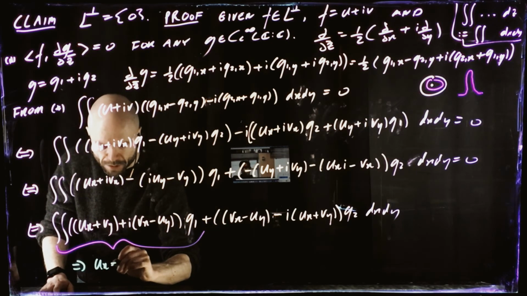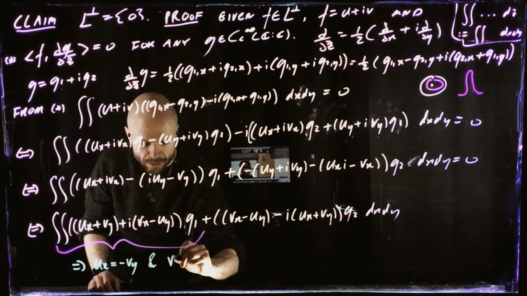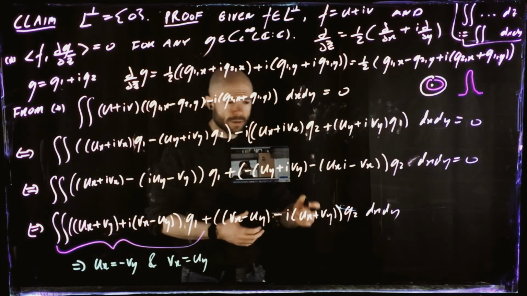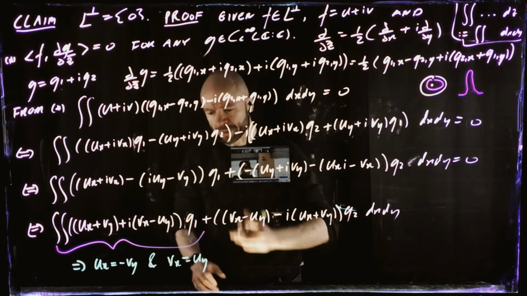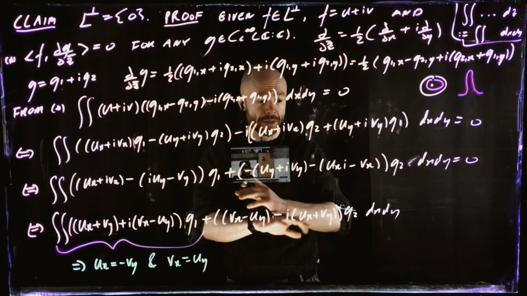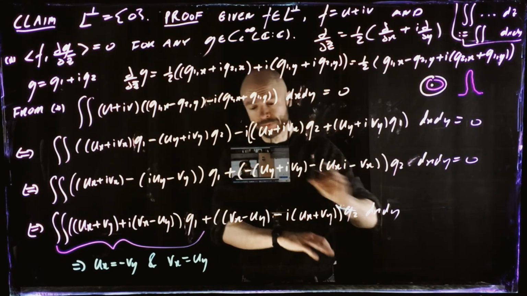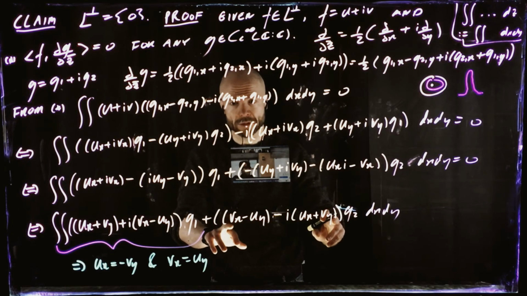Since this is true for any function g1, g2, this implies that u of x is equal to minus v of y, and v of x equals u of y from this. Now let's look at this side. Now let's take g1 to be equal to 0. Let's just mess around with g2, and exactly the same thing is true. The only way this can possibly be 0 for every choice of g2, where g1 is 0, is if this complex number here is entirely equal to 0 everywhere.